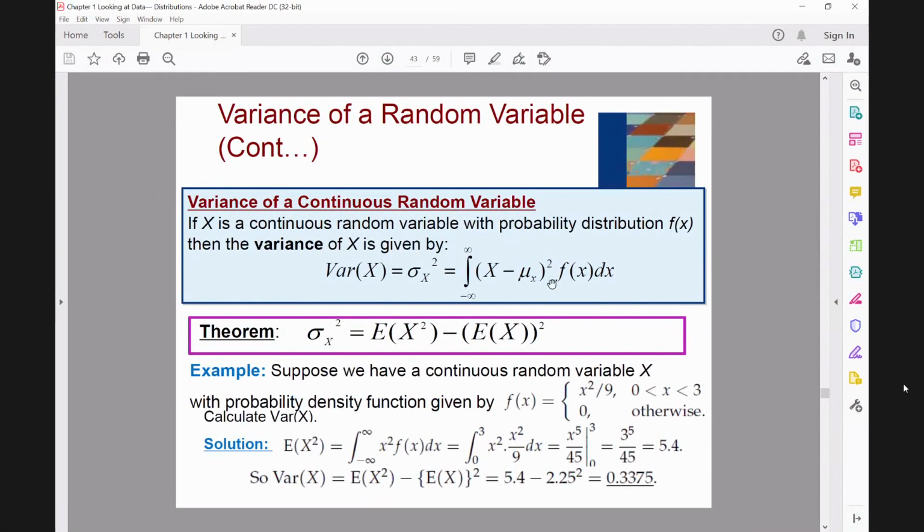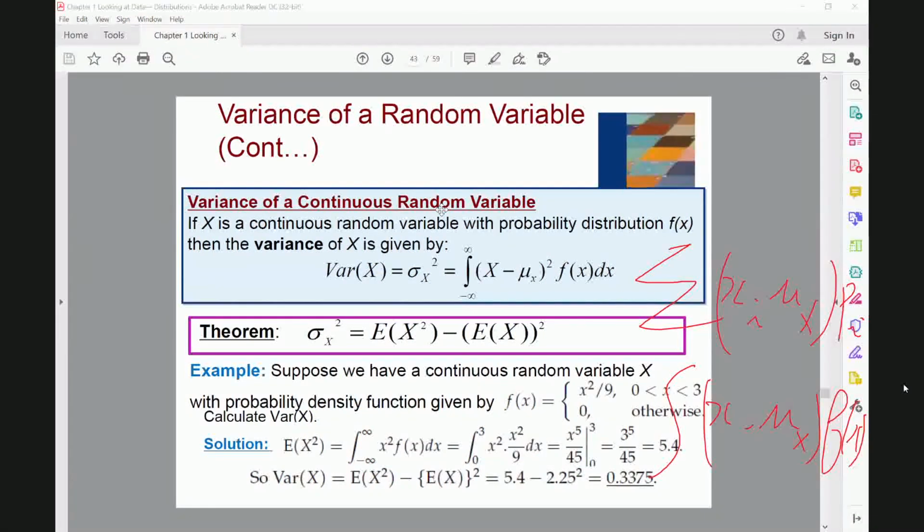Once it's the continuous case, then it becomes an integral. The same way. As I said, it was a sum. It becomes an integral. It was the sum of xi minus mu x times pi. It becomes x minus mu x. Mu x represents the mean of the variable x. Instead of pi we have f of x dx.